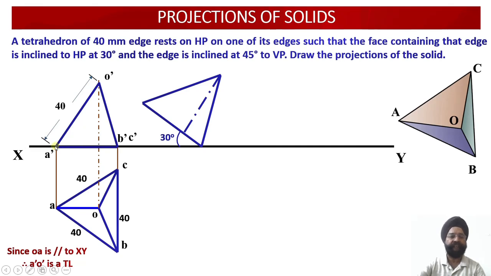This will be my point 3. So onto this projector line of 30 degree, point 1 will be lying on the XY line because it is resting on the ground, on the horizontal plane, on its edge BC. So BC will be located over here, B1 dash, C1 dash. So point 1 is located here.